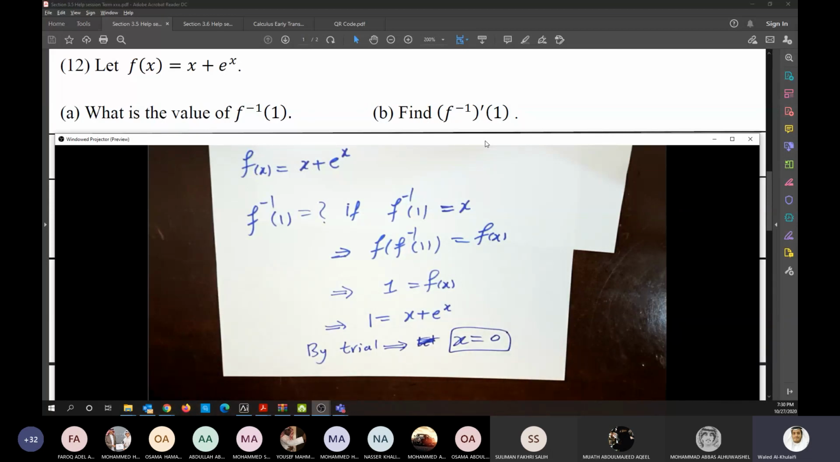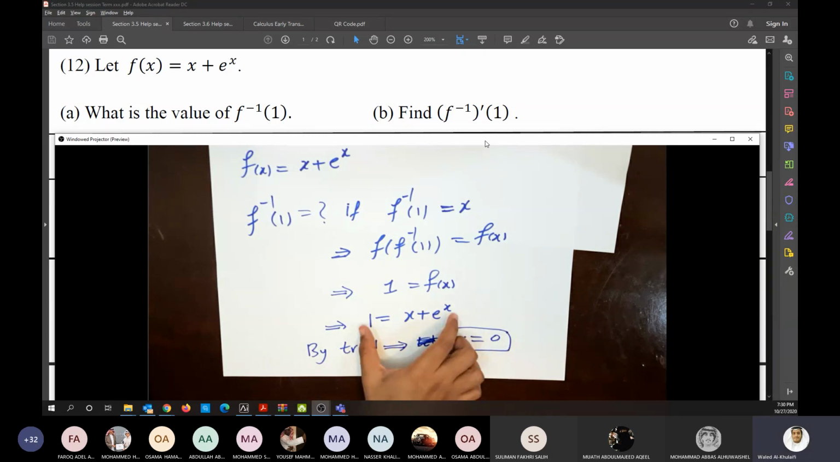Sometimes you can solve it with techniques, simplify the equation, whatever. Sometimes you have to try it. You have to guess the number. But you see here there is e^x, and there is no other term, so you have to think x equals 0. Okay. Is it clear in this step, guys?